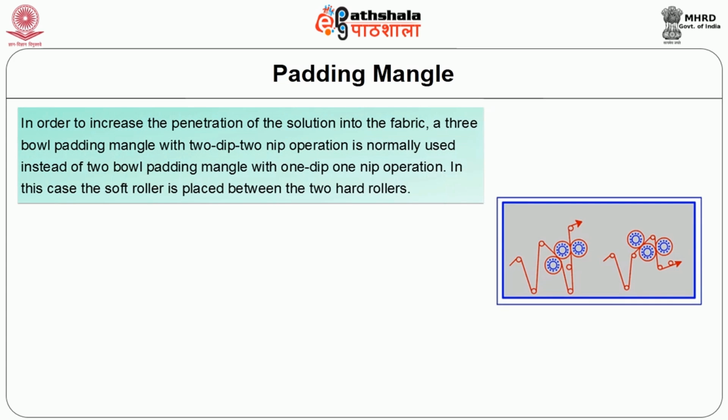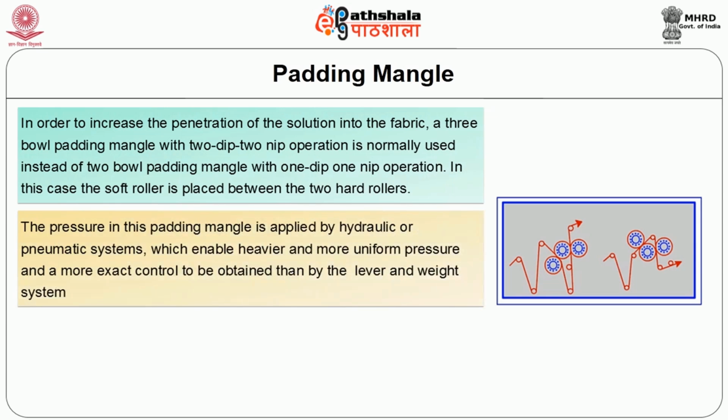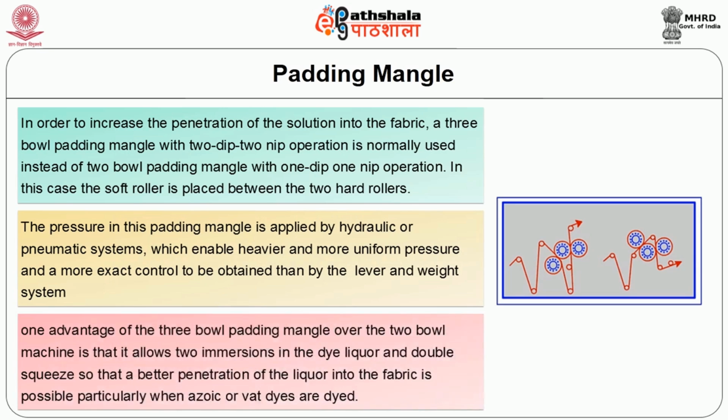In order to increase the penetration of the solution into the fabric, a 3-bowl padding mangle with 2-dip, 2-nip operation is normally used instead of a 2-bowl padding mangle with 1-dip, 1-nip operation. In this case, the soft roller is placed between the 2 hard rollers. The pressure in this padding mangle is applied by hydraulic or pneumatic systems, which enable heavier and more uniform pressure and a more exact control to be obtained than by the lever and weight system.